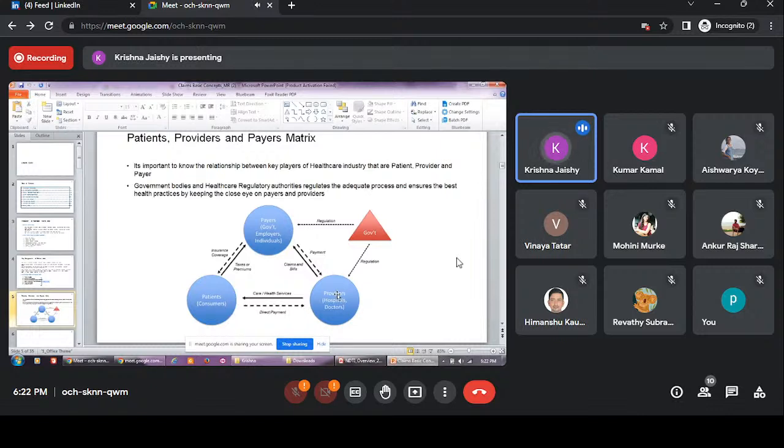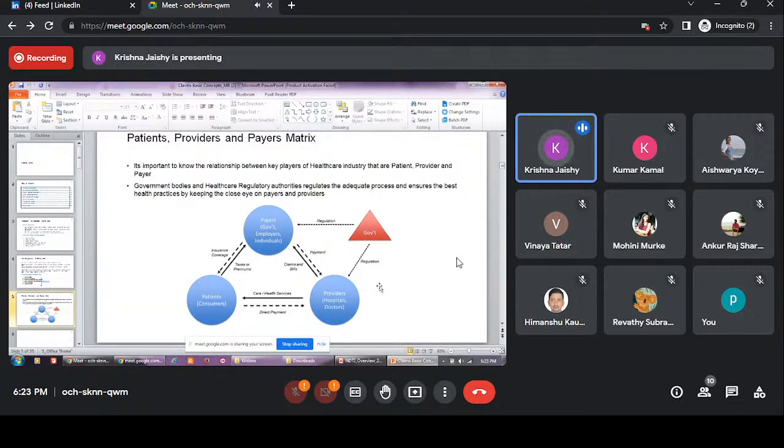So these things will work like this. The patient goes to the hospital, everything is done, it goes to the payers and then it comes back. All this will be settled with the hospital. The remaining amount will be paid out of pocket by the patient or the consumer, and they can go home.